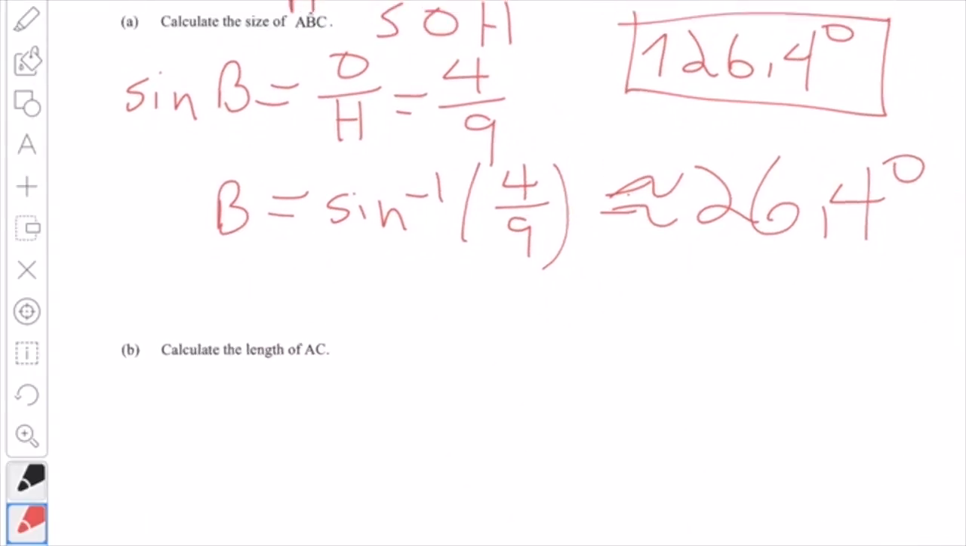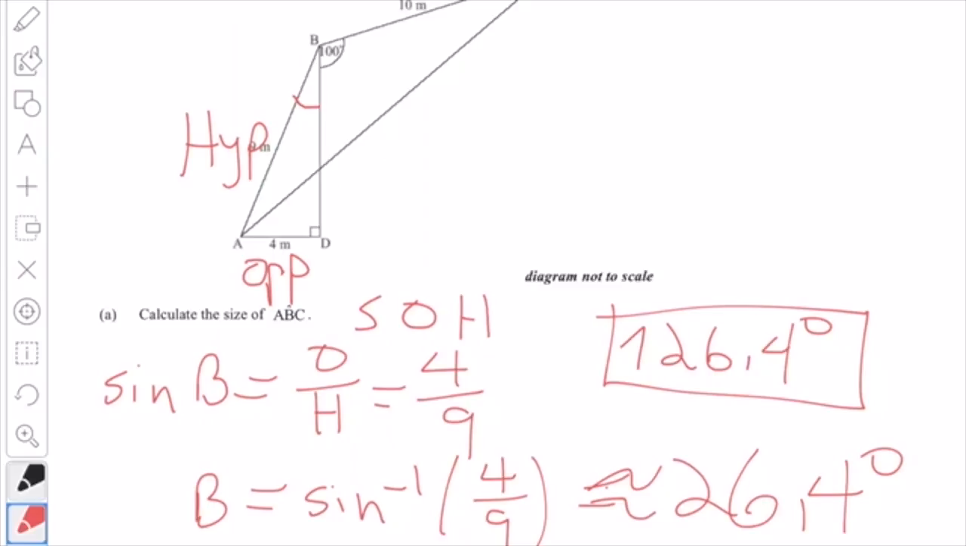Next bit. Find the length of AC. Okay, so you're asked to find this length here. We're going to have to figure out what rule to use. Okay, this is going to be non-right angle trigonometry. This angle now is 126.4 degrees. And we know the lengths on either side of it, so it's actually going to be the cosine rule. I don't know anything across from any particular angle. So I'm not using the sine rule here, I'm going to use the cosine rule.